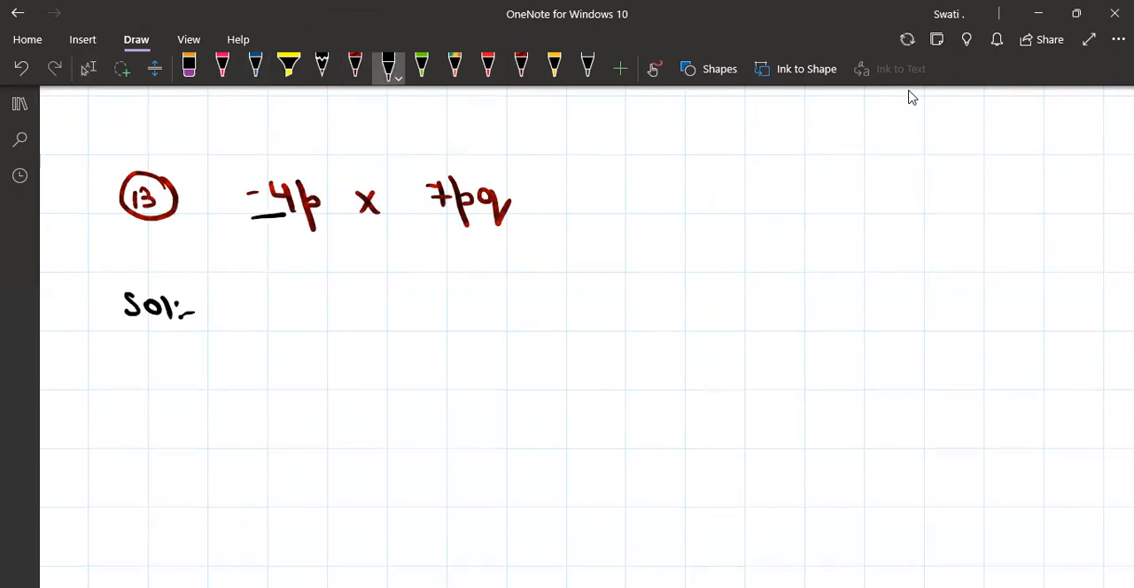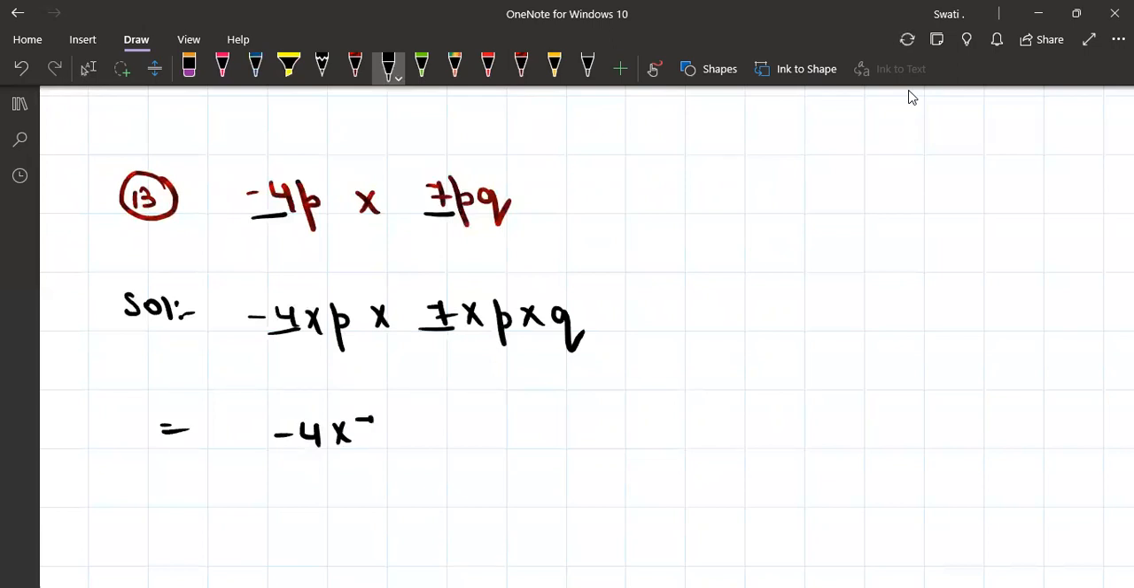We will write down the numbers together. So minus 4 times 7. Let me make you understand, if you have any doubt here, that minus 4p is same as minus 4 times p. And this 7pq is same as 7 times p times q. And after this, I'm just writing this minus 4 times 7 together. And then I'm writing the other terms together. So times p times p times q, right?